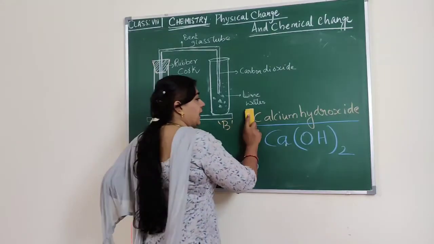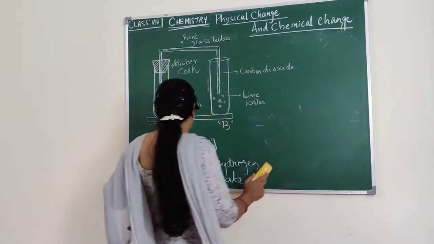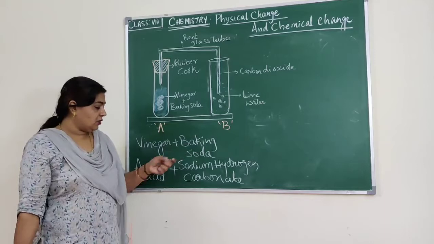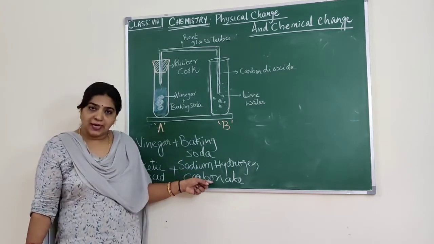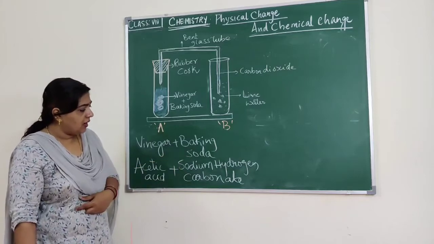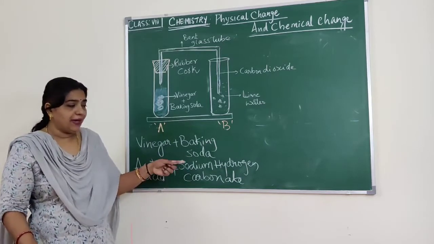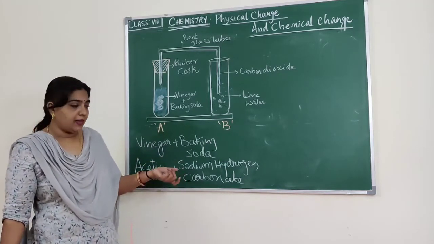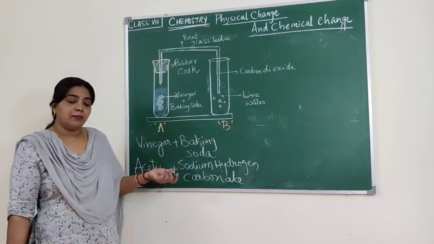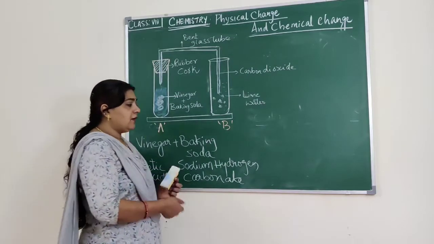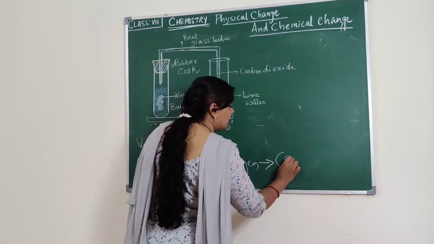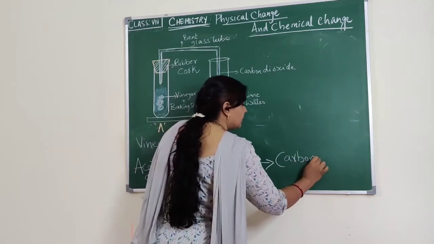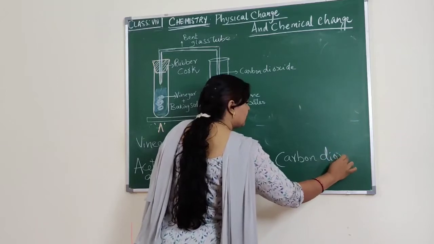In test tube A a reaction takes place, right? Between vinegar and baking soda. That is, between acetic acid and sodium hydrogen carbonate. Baking soda is otherwise called sodium bicarbonate, or sodium hydrogen carbonate. And it releases what? We know very well. It releases carbon dioxide and water.